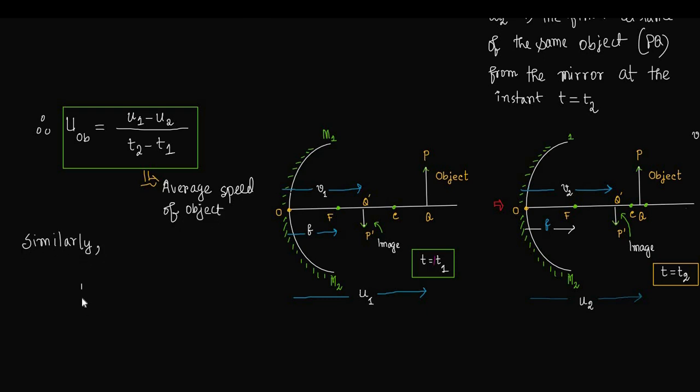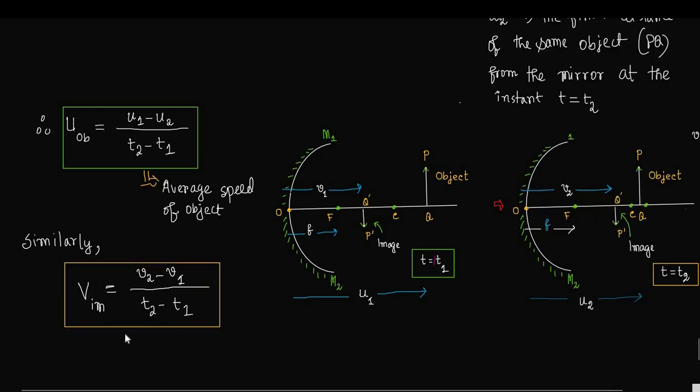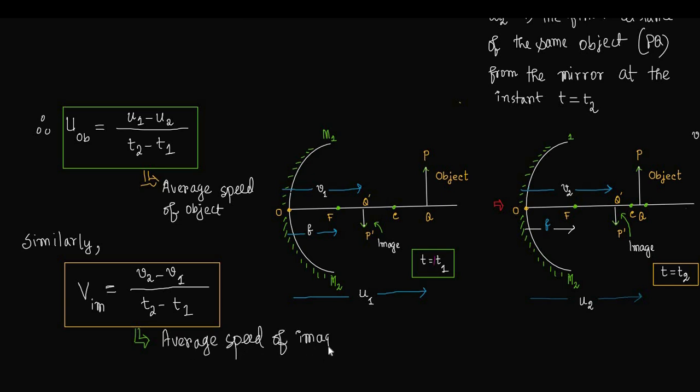Similarly, the average speed of the image is denoted by V_IM, capital V subscript IM. That should be v2 minus v1 divided by t2 minus t1. V image, that is the average speed of the image with respect to the concave mirror, is v2 minus v1 divided by t2 minus t1. That is the average speed of the image.